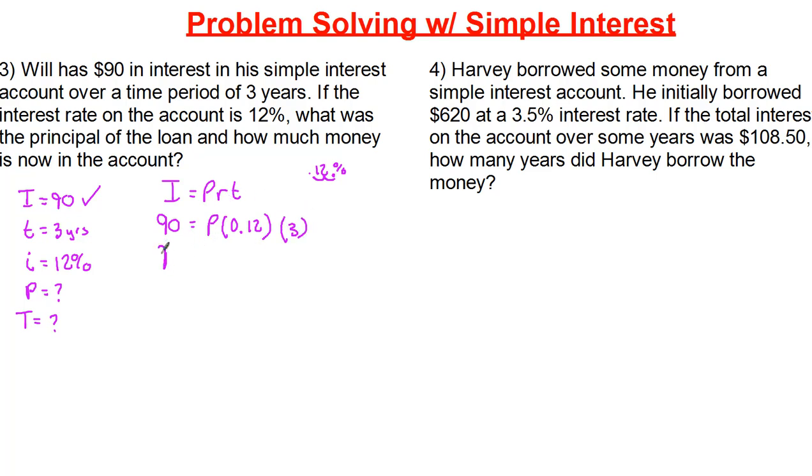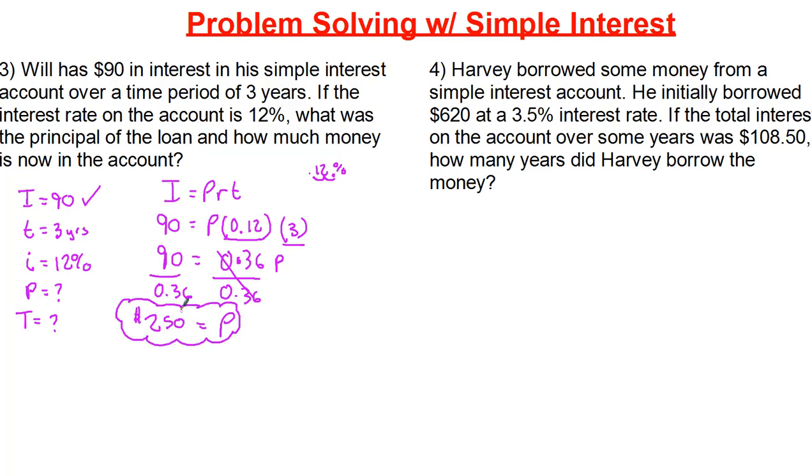Okay, so let's multiply what we do know. So we got 0.12 times 3, which is going to give me 0.36. And I'm just going to put the P over to this side. So it's 0.36P. I'm going to divide by 0.36 on this side and divide by 0.36 on this side. Okay, when I do that, 90 divided by 0.36, I get a value of 250. So there was $250 initially in the account.